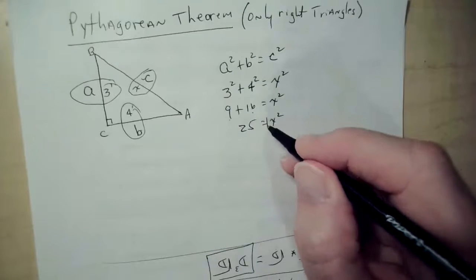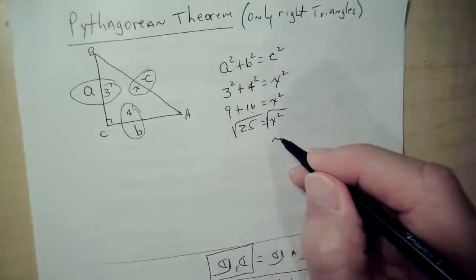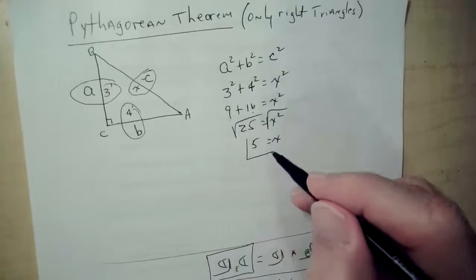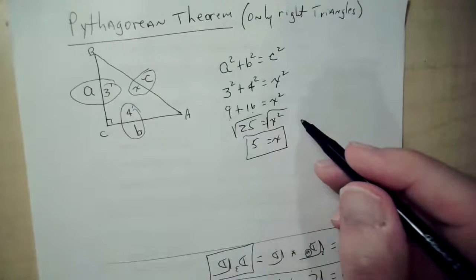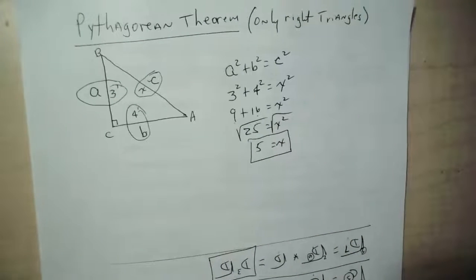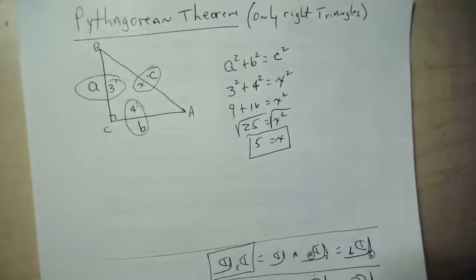We want to know what x is. So how do we find out what x is? Square root. Whatever you do to one side, you have to do the other. So x is plus or minus 5? No, because this is distance, and distance is always positive, except maybe in Bizarro World or something.